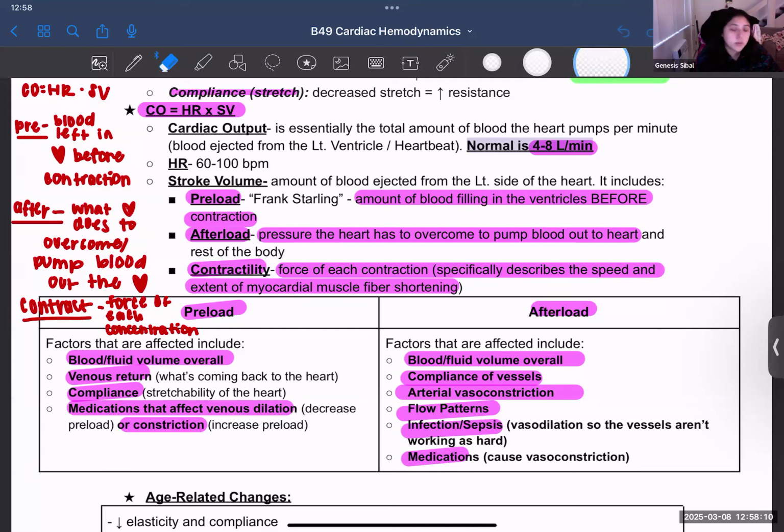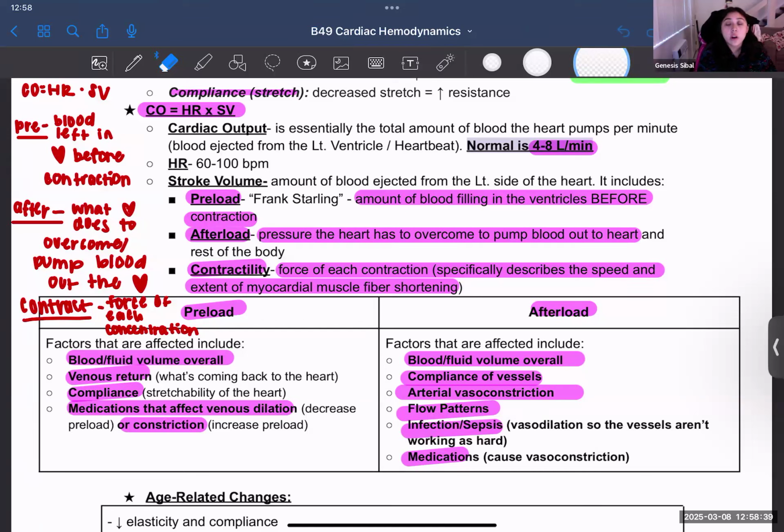So cardiac output equals the heart rate, right? Because we want to see how much blood is being ejected with each heartbeat. And then the stroke volume is the amount of blood ejected from the left side of the heart. Anatomy, going back to it. It includes preload, right? This is where it can get confusing, but just know that cardiac output equals heart rate times stroke volume. So how much blood is having to eject with each heartbeat.